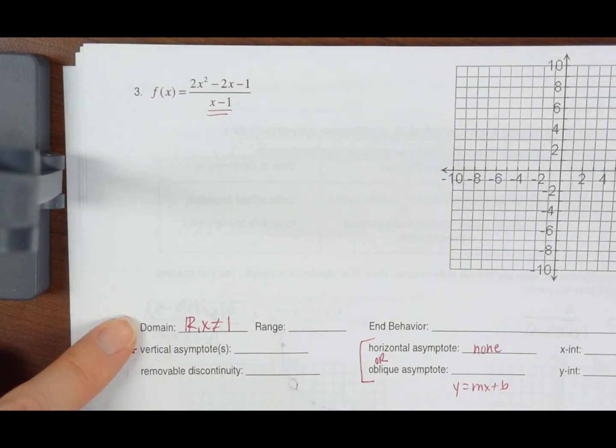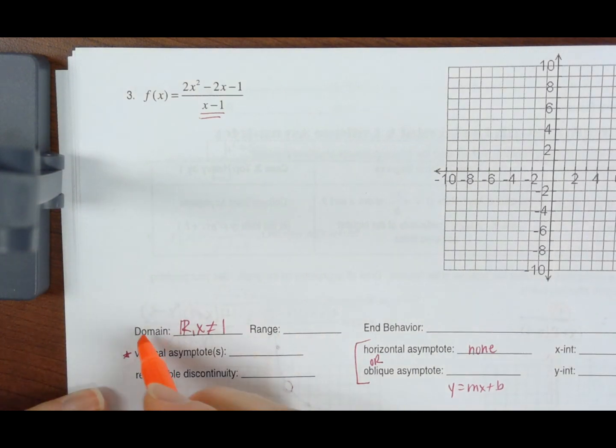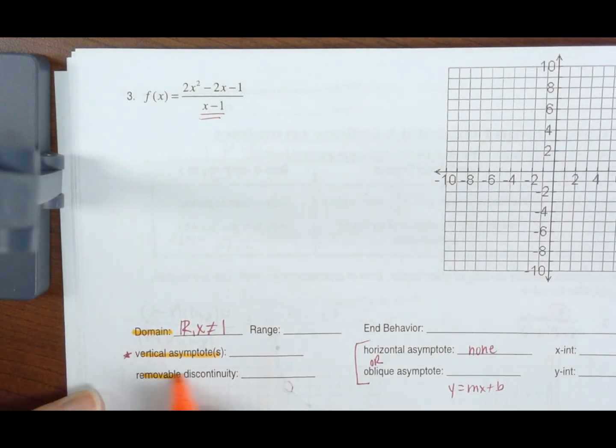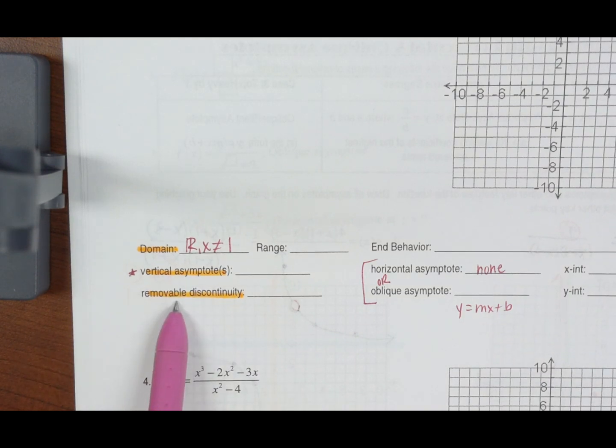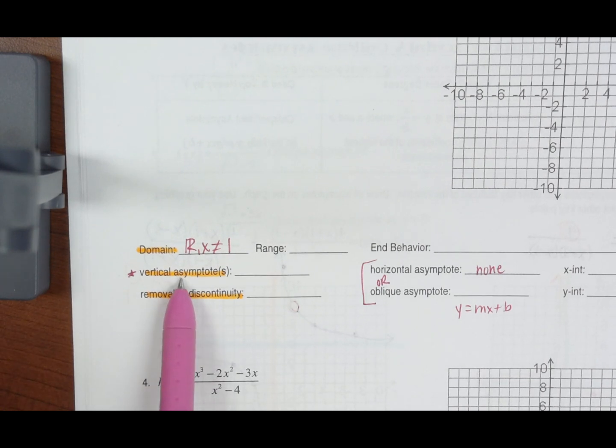So the domain, vertical asymptotes, and removable discontinuity, those three are connected. Okay, they all work together. Remember, whatever you exclude from your domain is either going to be one of these, or it's going to be this. Now, just based on the picture that we saw, it looks like we have a vertical asymptote.